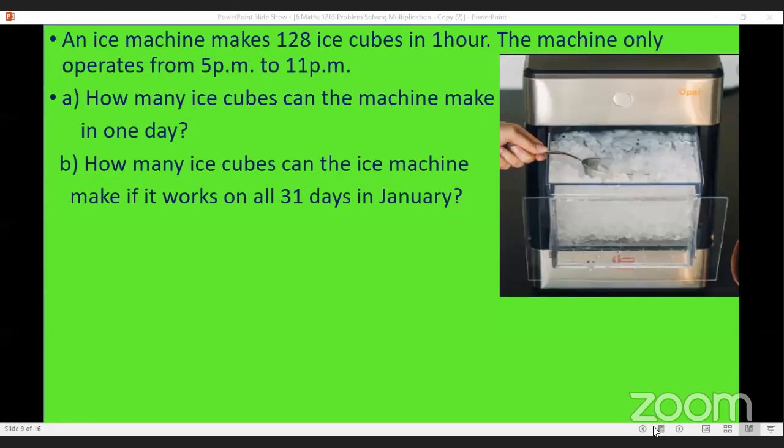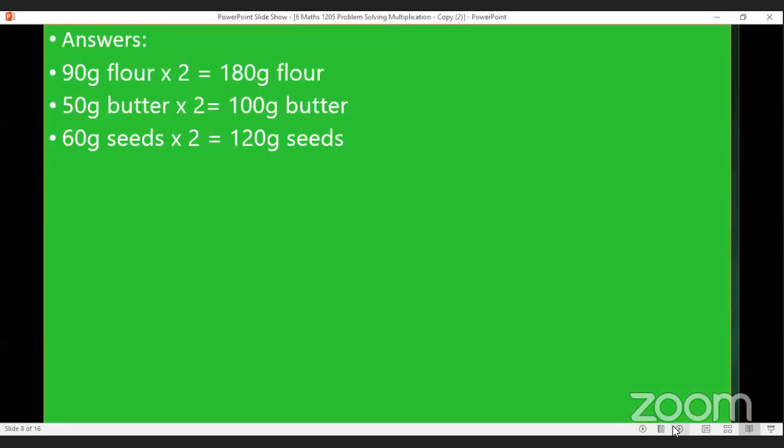Okay, let me just go back to the previous one. For Peu, okay, Peu, you can take the screenshot. As Peu is taking the screenshot, you don't say that I know a day is 24. We are told, yes, a day is 24, that you know, but we are told that the machine only operates from 5 p.m. till 11 p.m.